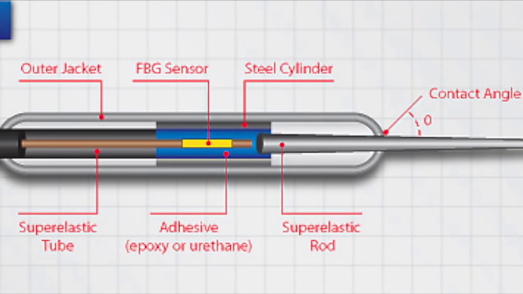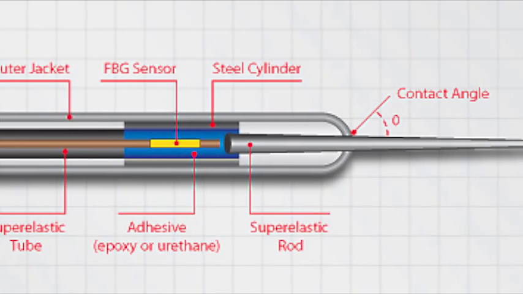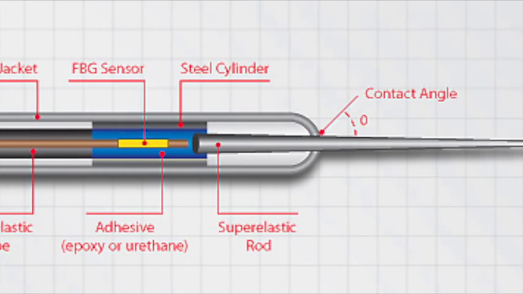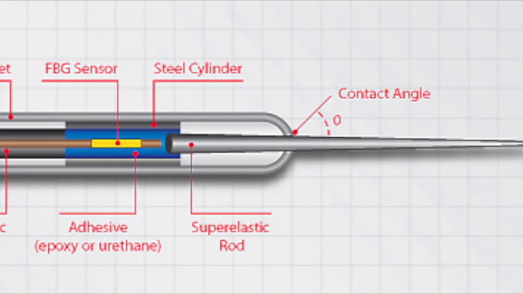As temperature contributes to strain measurement, we must use separate sensors to compensate for this and extract the strain due to mechanical strain.